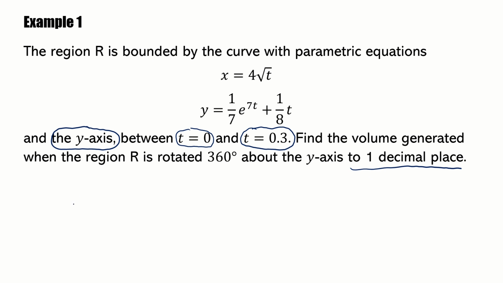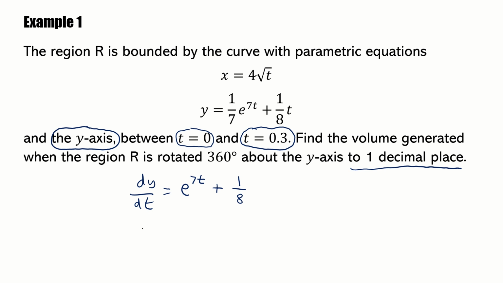So straight away, we can start using the formula. But before we do that, we remember that as we're rotating about the y-axis, we're going to need to involve dy over dt. So I'm going to start by differentiating our y equation with respect to t. 1/7 e to the 7t, you just multiply by the number that's in front of the t in the power, so it's 1/7 times 7, which is 1, so it's just e to the 7t that 1/7 e to the 7t differentiates to, and then 1/8 t just differentiates with respect to t to just 1/8.